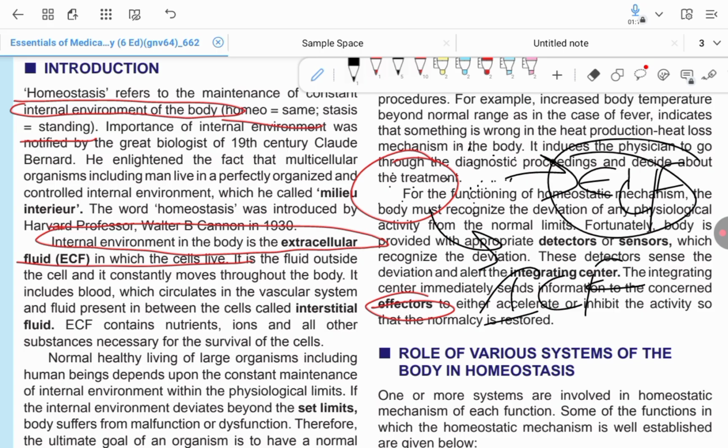There is also another term called interstitial fluid. Let's take another cell here. So there are two cells, and there is some fluid present between these two cells, which is also present outside the cell. We call it the ISF, that is interstitial fluid. Inter means between, stitial means cell. So the fluid present between the two cells is called interstitial fluid. Interstitial fluid is a part of the extracellular fluid. Done.